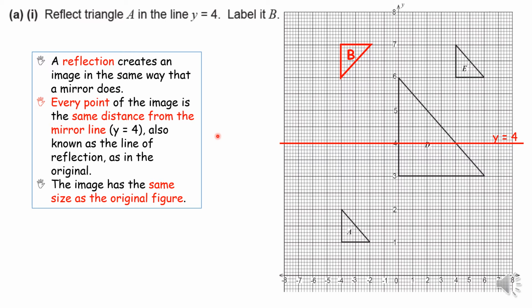Okay, so same distance, every point. This point of A, same distance away from the mirror line as the corresponding point here. This point of A here, the point that you have here, negative 2, comma 1, is the same distance when you count up to the mirror line. All right, make sure you know your scales here. That's 1, 2, 3, then 1, 2, 3, its corresponding point. And that is how you find the image. And then you label it accordingly.